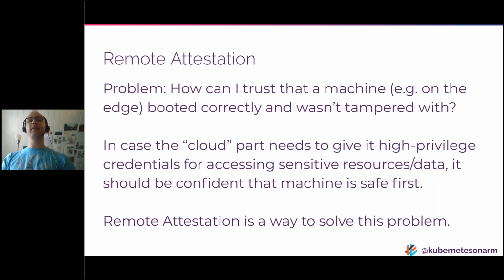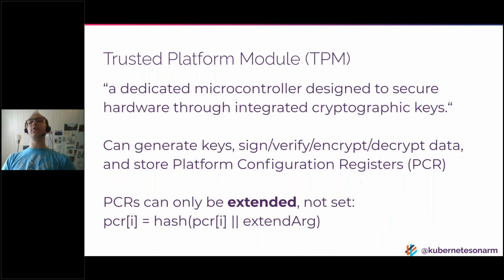Then third, remote attestation. I was touching upon this already. How can I, in a centralized manner, know that a decentralized machine is secure? That it has booted correctly and hasn't been compromised. For example, this could be a case where, centralized in the cloud, you have a machine learning model, and you want to have that model distributed to the edge and run there. But because it's sensitive data in that machine learning model, how can you know that it's actually safe to distribute it? Remote attestation solves this problem.